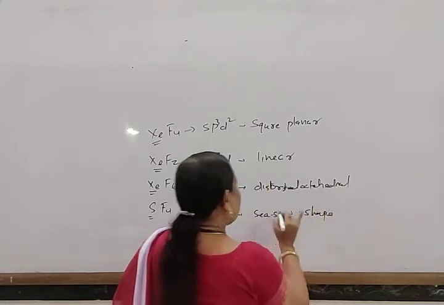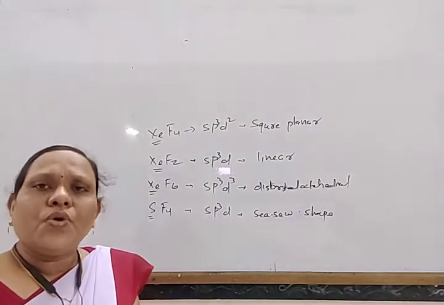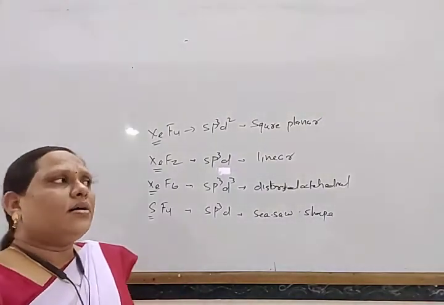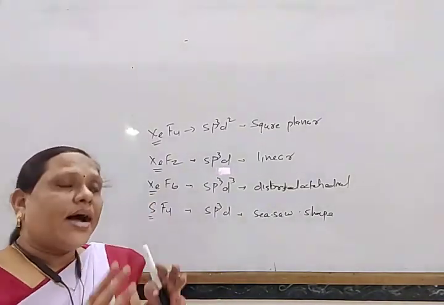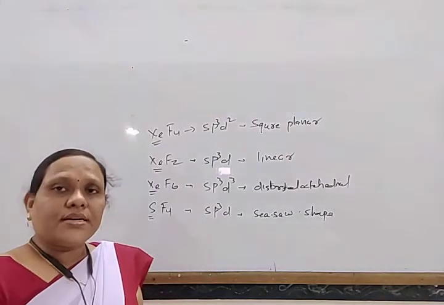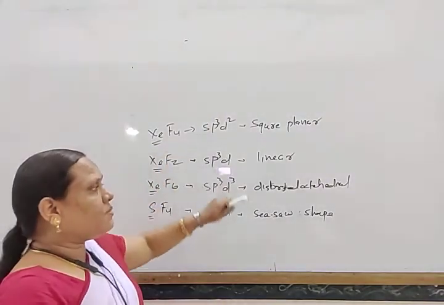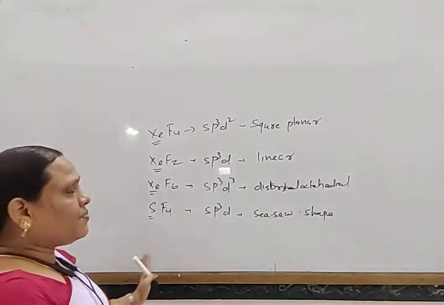So in this way, in any hybridization, if any orbital contains a lone pair of electrons, that is the unshared pair of electrons, then it has a different structure than that of the expected geometry. Its actual structure is different from that of the expected geometry.